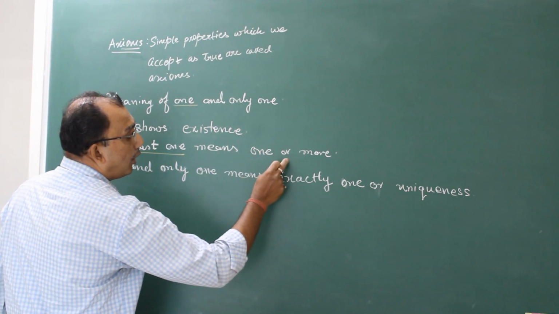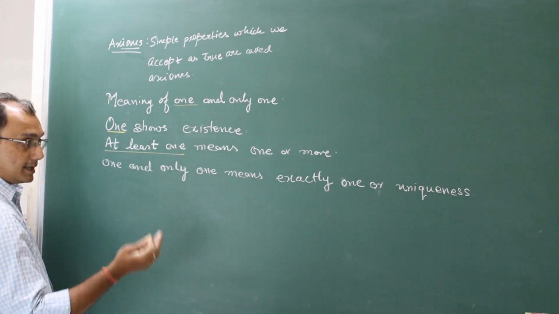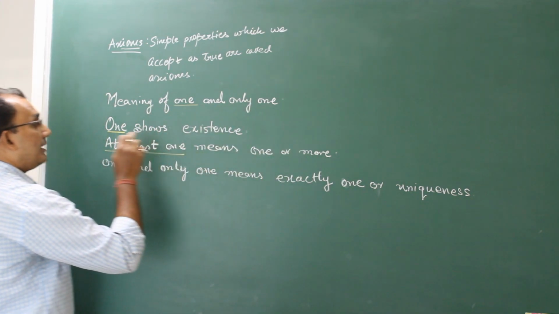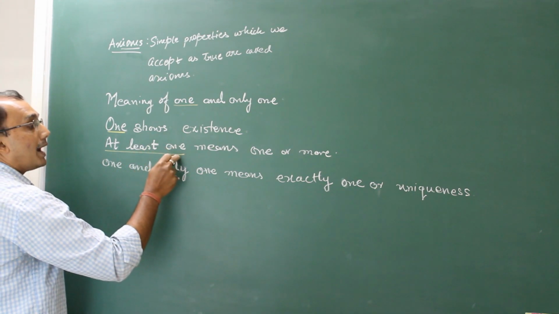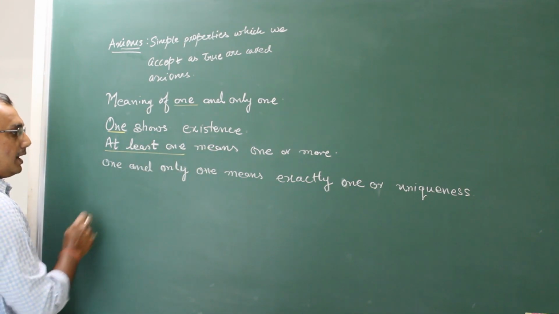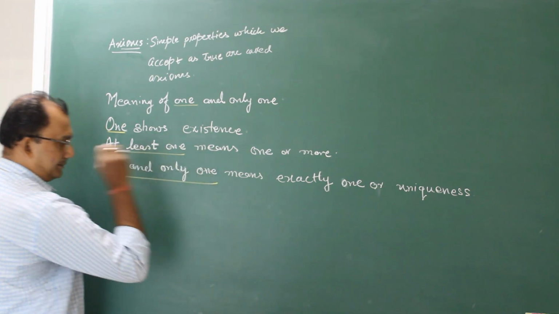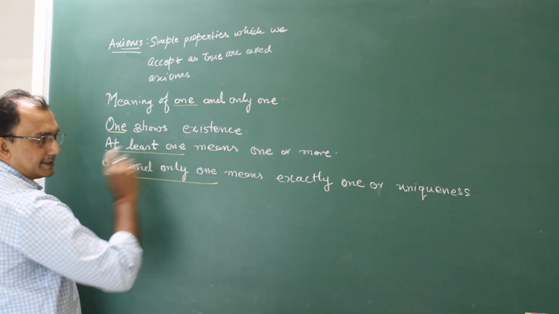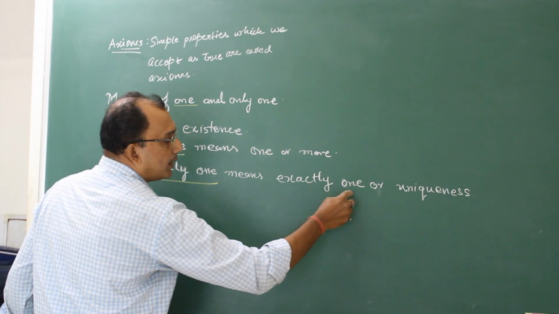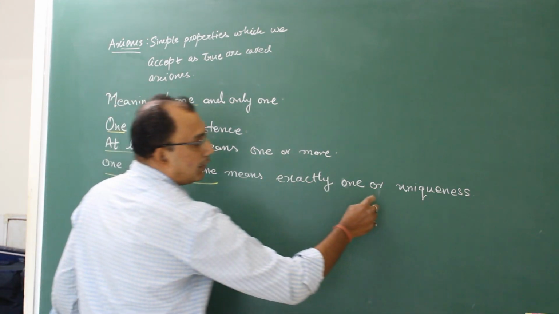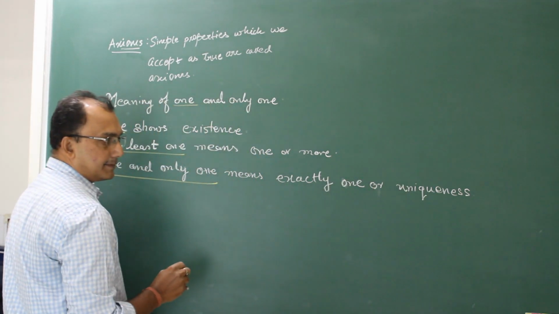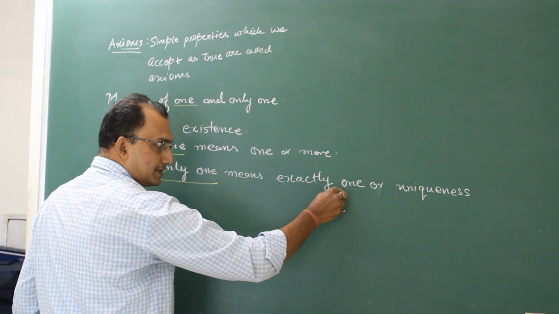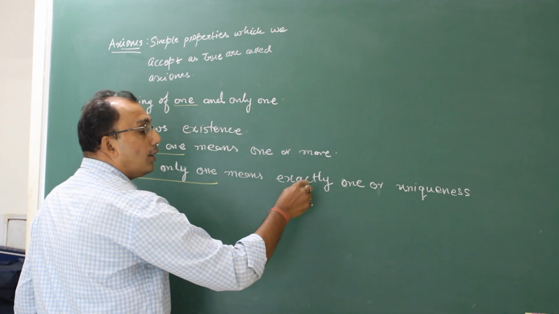means one or more. There's a chance that there will be one and there will be more than one. The term one and only one means exactly one. Or we call it uniqueness. It means there will be only one element and there cannot be more than one.